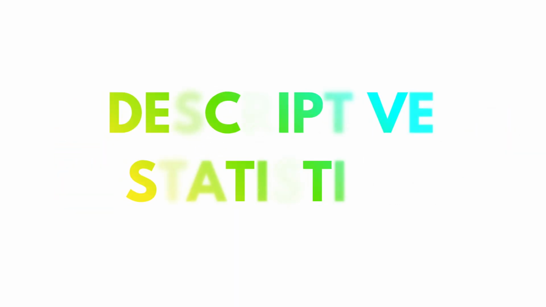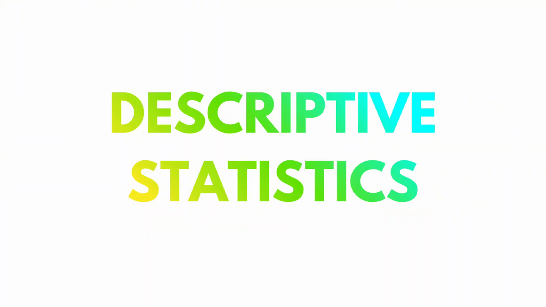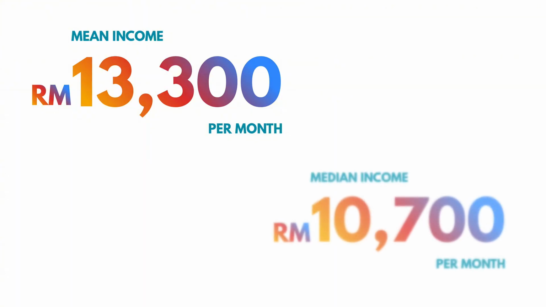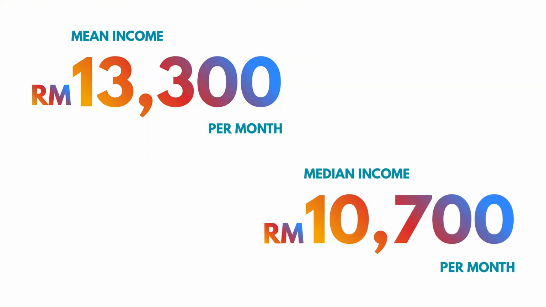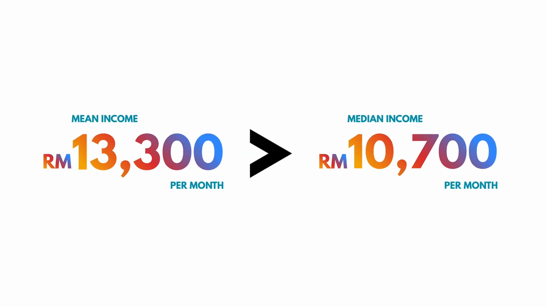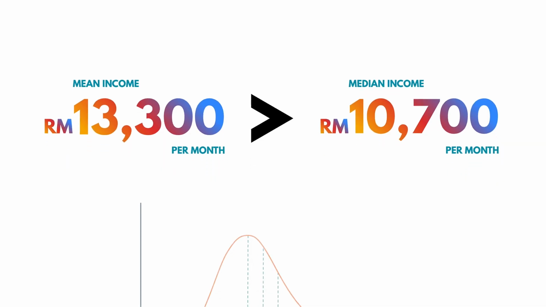Next, we examined the descriptive statistics of the dataset. The mean household income in Selangor was approximately 13,300 ringgit per month, while the median income was around 10,700 ringgit. One important observation is that the mean is noticeably higher than the median. This suggests that a relatively small number of high-income households are pulling the average upward, which is a common indicator of positive skewness.